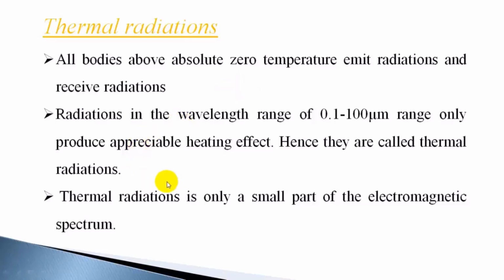Now radiations which are in the wavelength range of 0.1 to 100 micrometer range only produce appreciable heating effect, and they are called thermal radiations. So all electromagnetic radiations will not produce heating effect. Only part of the electromagnetic spectrum in the wavelength range 0.1 to 100 micrometer range produces some appreciable heating effect. So they are called thermal radiation.